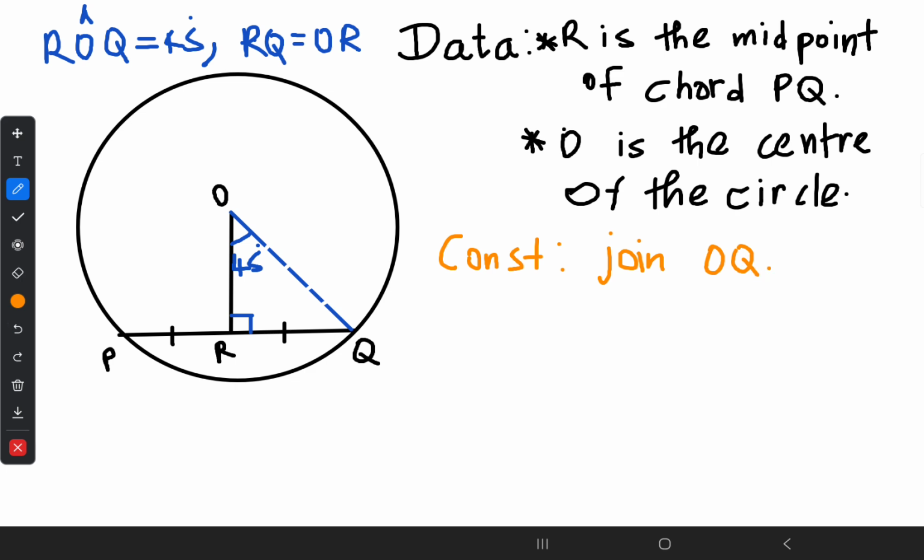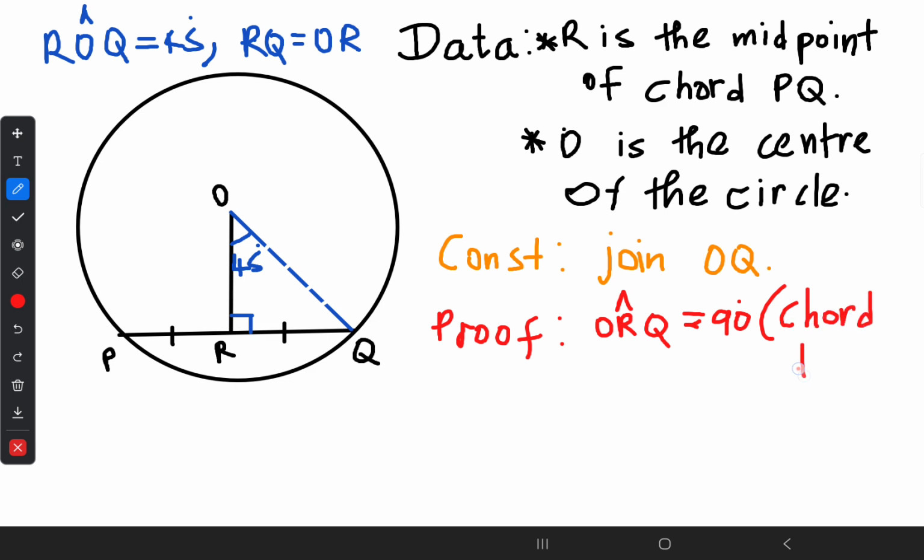Here in the triangle, you can see this is 90 degrees. How is this one 90 degrees? You should write that with reasons. Proof: ORQ, that is 90 degrees. Because according to the chord theorem, no need to write the chord theorem again. You can write the reason as chord theorem. That is enough. Chord theorem.